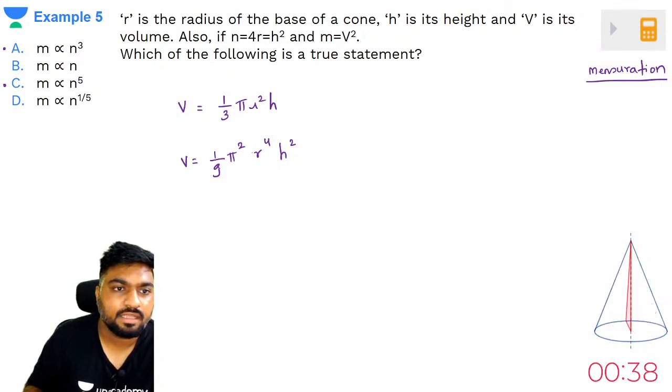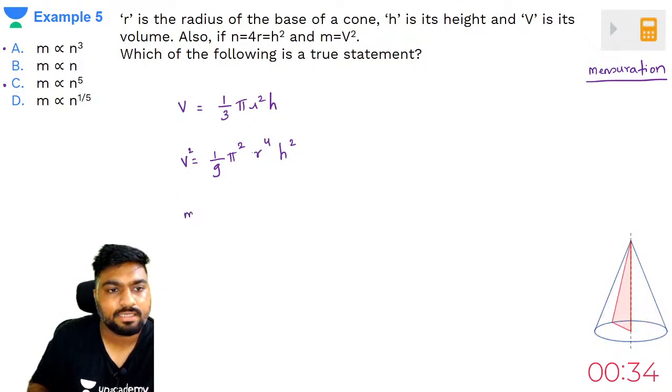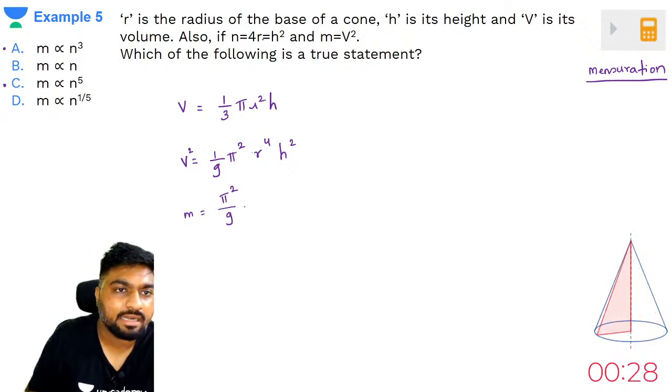Yes. Further, what do I know? This is v square. Okay, what is v square? V square is m. Pi square by 9 is going to be a constant. Leave this apart. What is r?